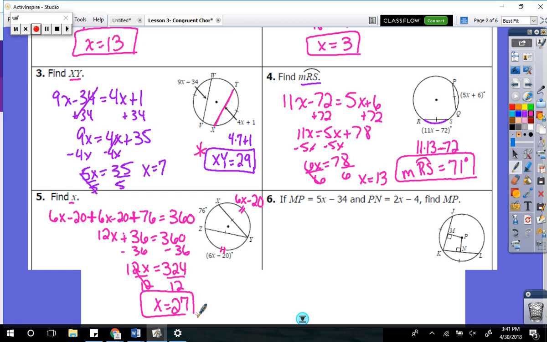Okay, so if NP is equal to 5x minus 34, PN is equal to 2x minus 4, we're going to find NP. So we're going to have to plug back in after we find x.